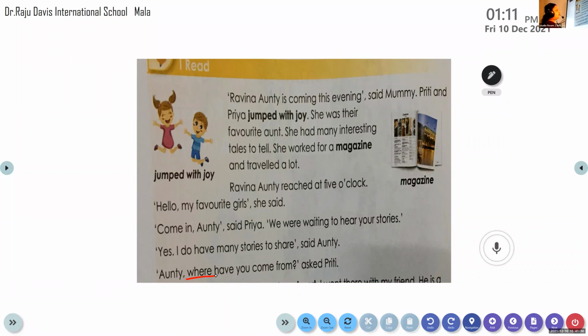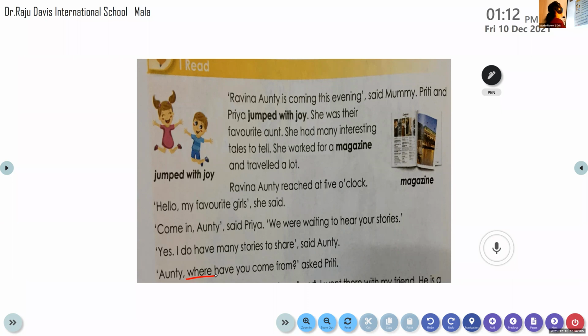The word that I have underlined. Where? I have heard many students pronouncing the word as "were." It's not "were." It's "where." Yes, where. So read this last sentence one more time, Anna. "Auntie, where have you come from?" asked Preeti. Okay, good. Thank you, Anna.